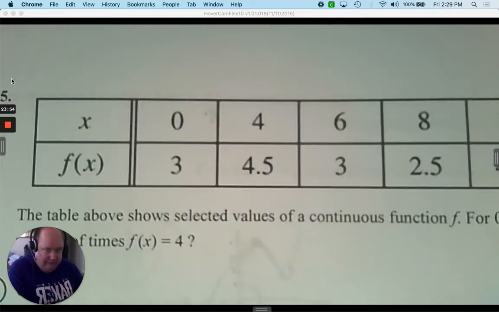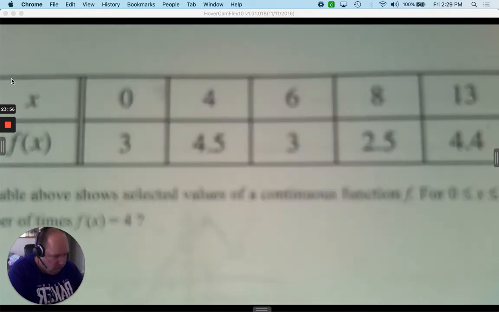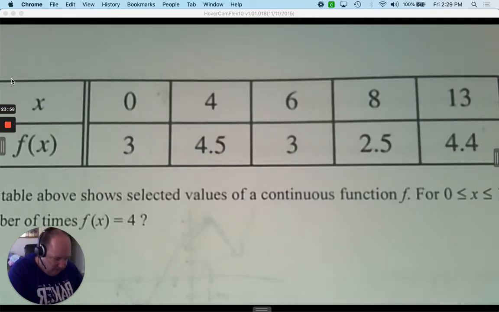You're given a table of values. The table above shows selected values of a continuous function from 0 to 13. What is the fewest possible number of times f of x can equal 4?